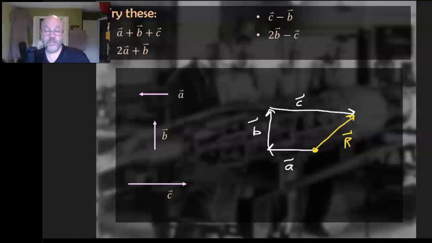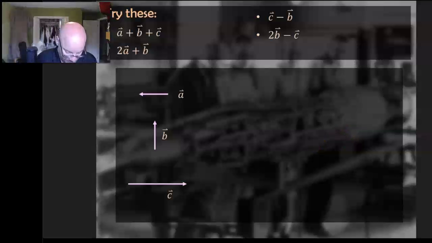Okay, and if we wanted to make our picture nice, we might put an A and a B and a C. We want to draw a little arrow or a little line over the top of them so that we know we're talking about the vector quantity and not just its length. If you don't put the line over the top, you're just talking about its length. Okay, so there's A plus B plus C. Let's take a look at another one.